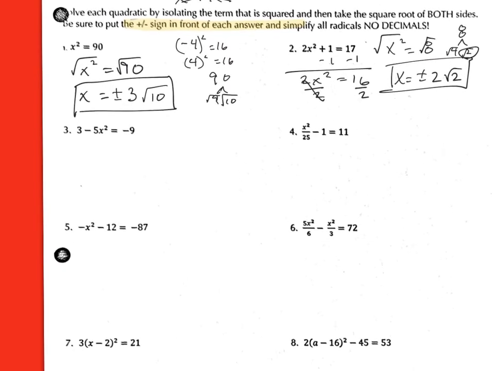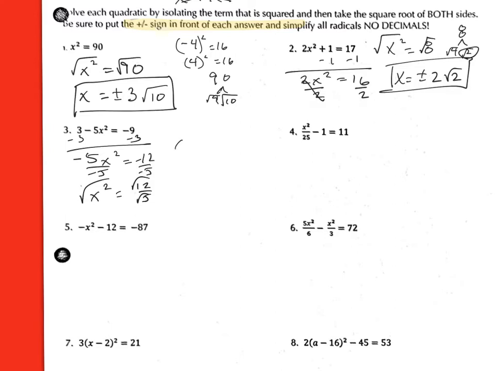Again, first thing you do is get this x squared all by itself. So I'm going to subtract 3 from both sides. So we have -5x squared equals -12, and divide by -5. This fraction, of course, cannot be simplified, but we have 12/5. When you take the square root of a fraction, take the square root of the top, take the square root of the bottom, do it all separately so that you remember.